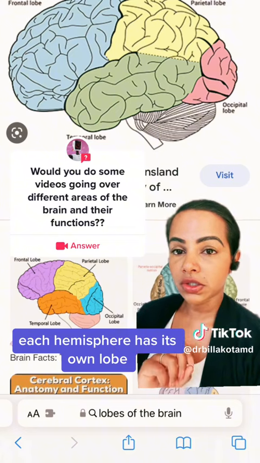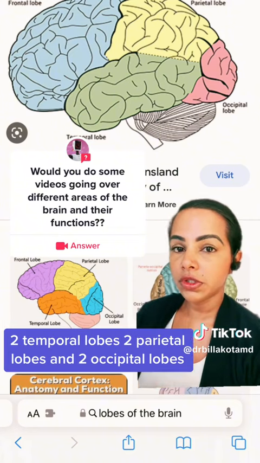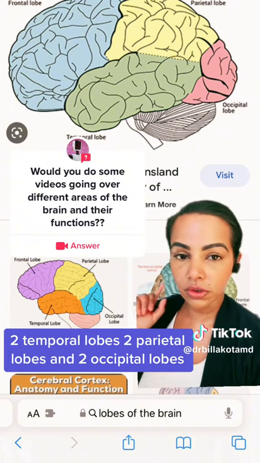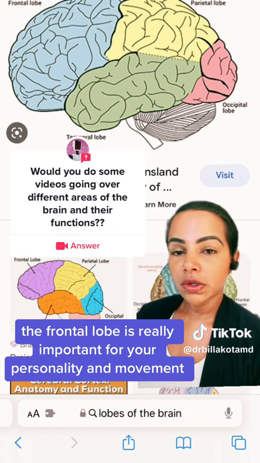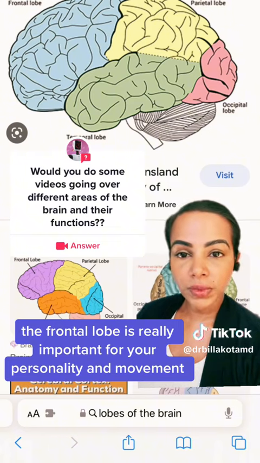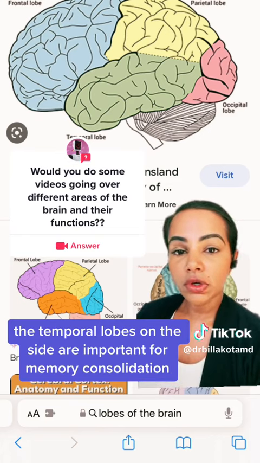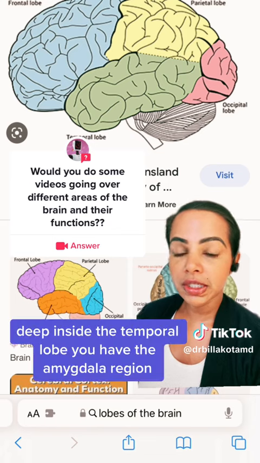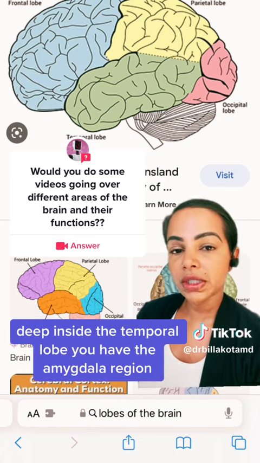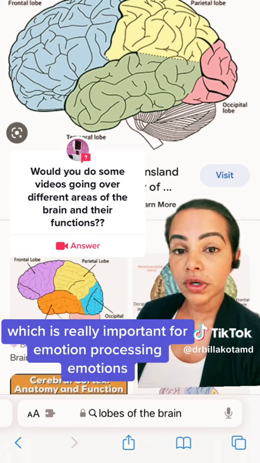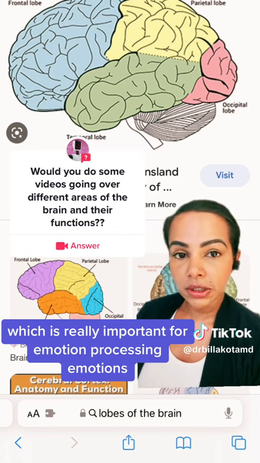Each hemisphere has its own lobes, so you have two frontal lobes, two temporal lobes, two parietal lobes, and two occipital lobes. The frontal lobe is really important for dictating your personality and movement, also your moods. The temporal lobes on the side are important for memory consolidation. Deep inside the temporal lobe, you have the amygdala region, which is really important for processing emotions.